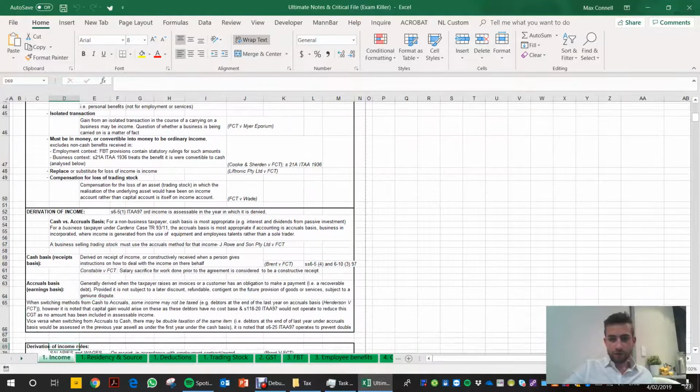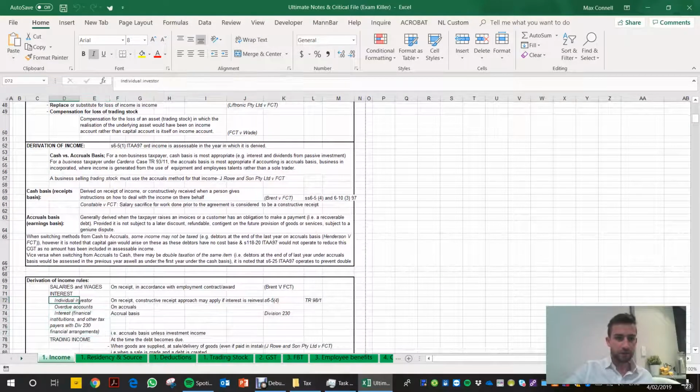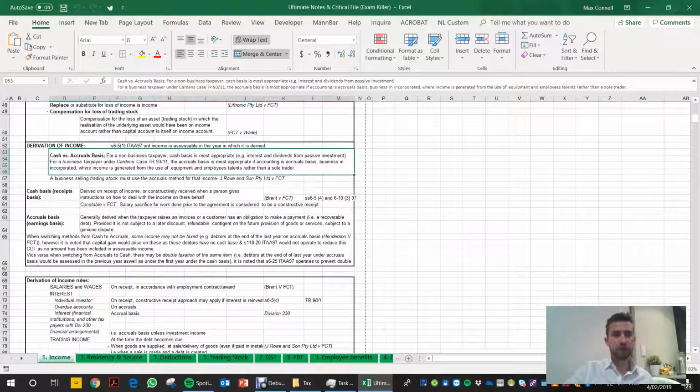Okay, so moving on. We're talking about derivation of income. There's a very basic concept in both accounting and tax: the distinction between cash and accruals. For most small businesses and also non-business taxpayers, they use cash basis, whereas if anyone is in a business, or a large business specifically, they're required to use the accruals method.